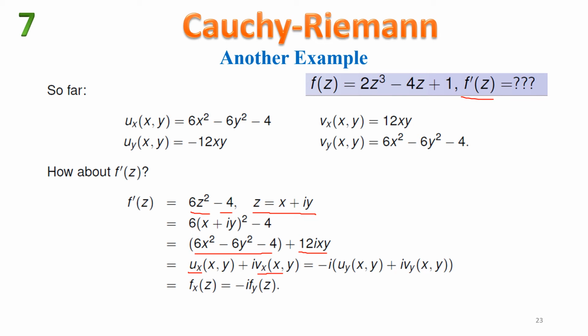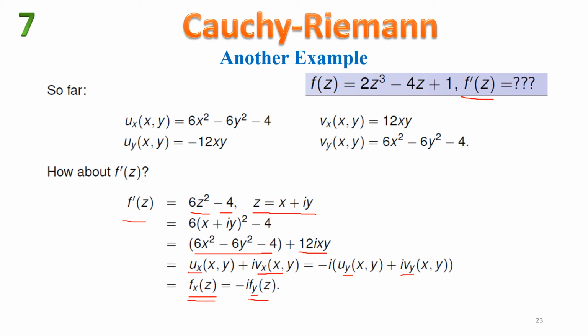And this is equal to minus i times uy component plus i times vy component. So here this is equal to fx of z. I mean to say that differentiation of the function with respect to x, and this is differentiation of the function with respect to y, and f dash of z is equal to fx, which is equal to minus i times fy.